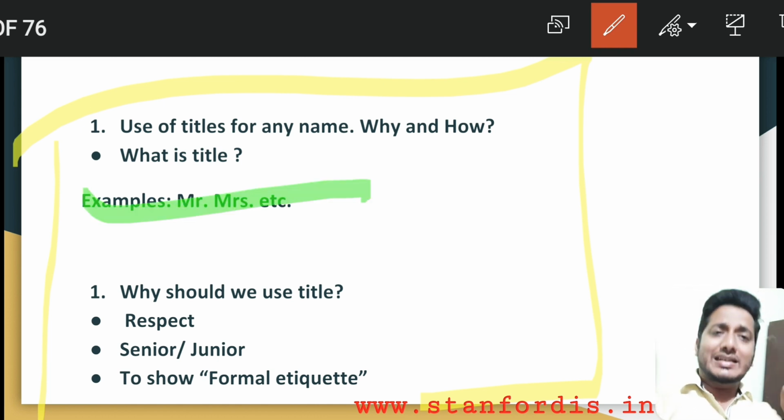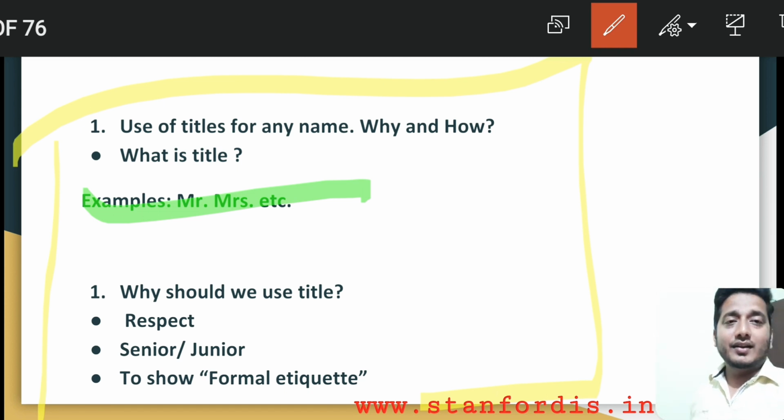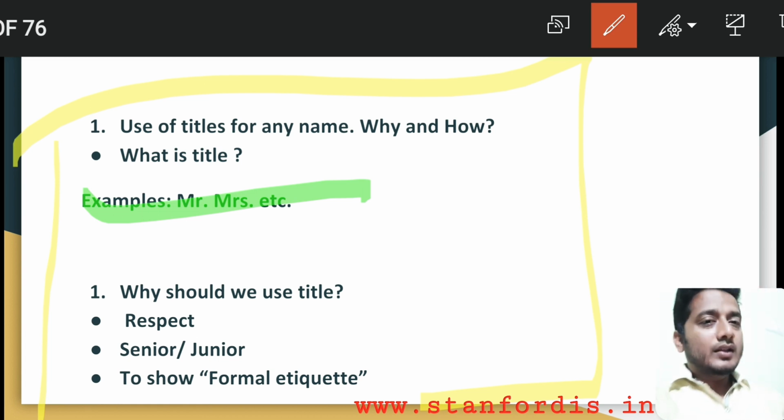What is title? Mr., Mrs., etc. Whatever title there is, like Mr. Ram Kumar, Mrs. Lata Singh, or Master Ramu Kumar. Like this, there are many more titles which we are going to talk about today, and a few we will talk about later.